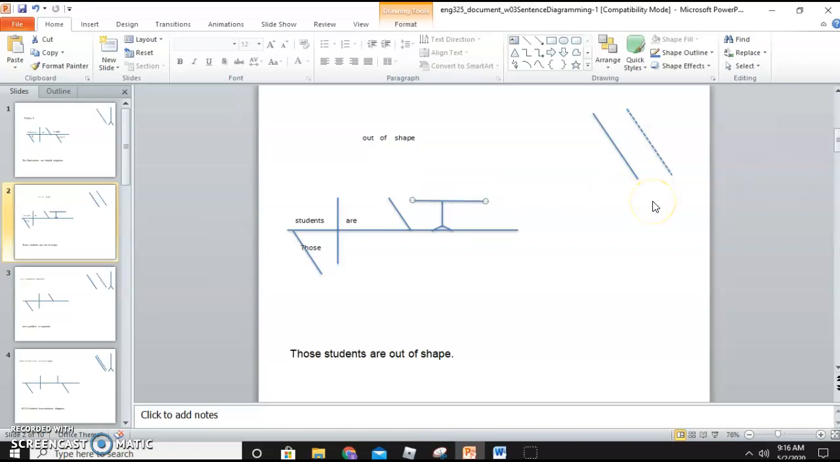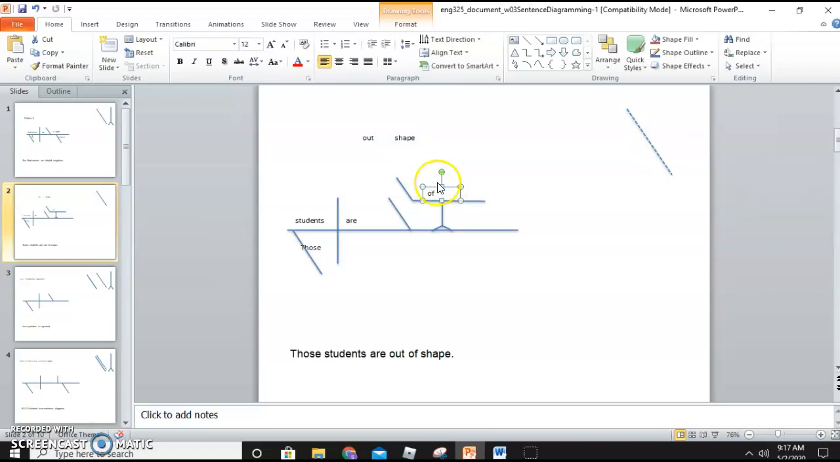Now the principles that I've talked to you about, the modifiers go on a slant and nouns go on a horizontal, are going to follow for prepositional phrases, whether they're diagrammed above or below. Okay, so shape is my noun. It's the object of the preposition, and it's diagrammed on a horizontal line.